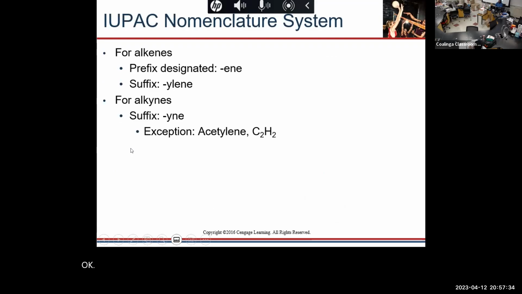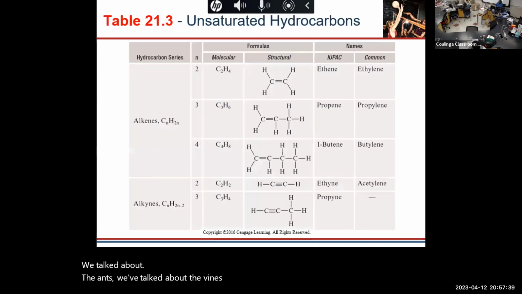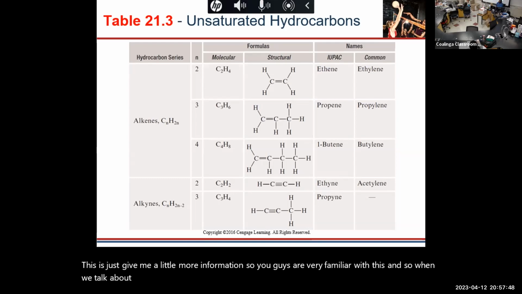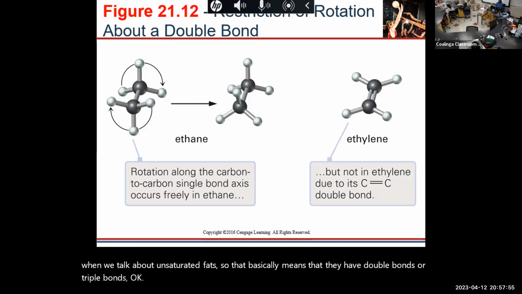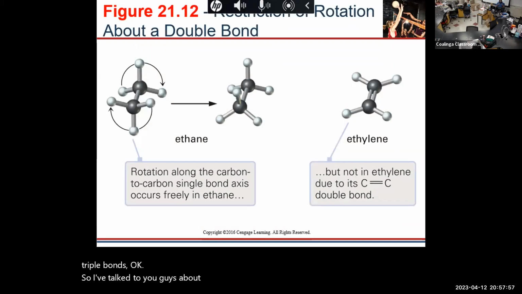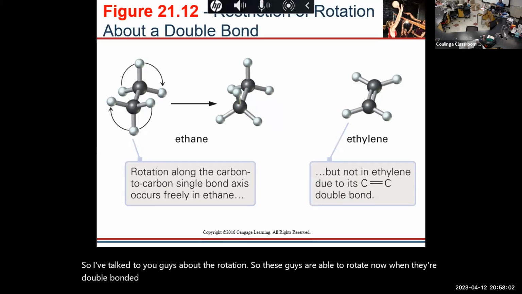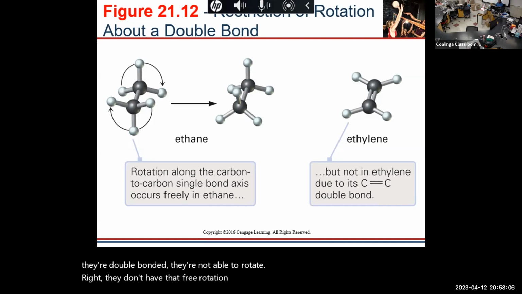We talked about enes, we talked about the ynes. This is just giving you a little more information, so you guys are very familiar with this. And so when we talk about unsaturated, that basically means that they have double bonds or triple bonds. Okay. So I've talked to you guys about the rotation. So these guys are able to rotate. Now, when they're double bonded, they're not able to rotate. Right? They don't have that free rotation. When they're single bonded, they're able to freely rotate.